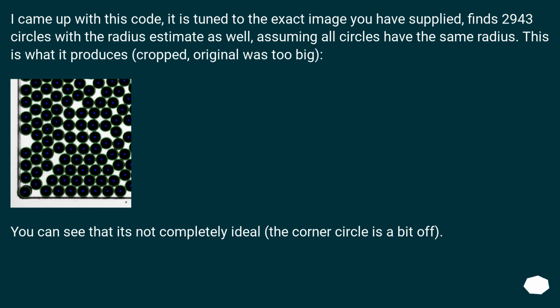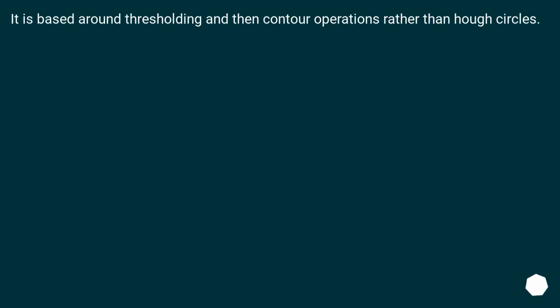I came up with this code. It is tuned to the exact image you have supplied. Finds 2,943 circles with the radius estimate as well, assuming all circles have the same radius. This is what it produces. Cropped, original was too big. You can see that it's not completely ideal. The corner circle is a bit off. It is based around thresholding and then contour operations rather than HoughCircles.